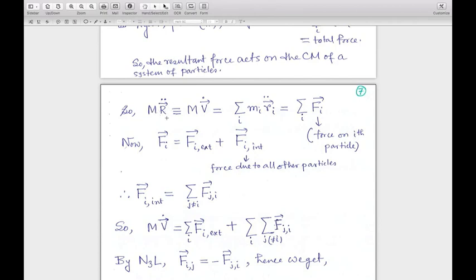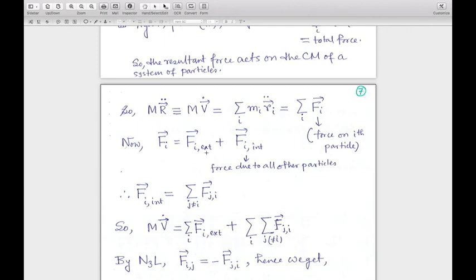Now you can say that the total mass times the acceleration of the center of mass is equal to the total force, which is the sum of all the forces acting on the particles. So it is a sum over i of Fi, where Fi is the total force on the ith particle. Now that force can be decomposed into two parts.